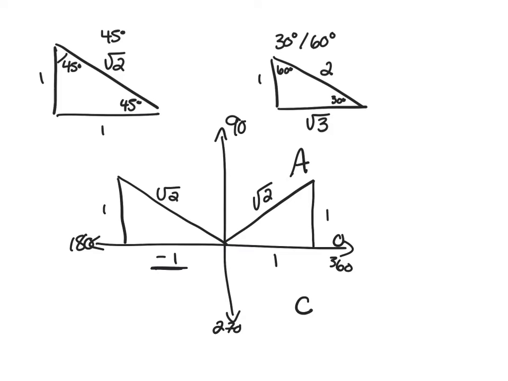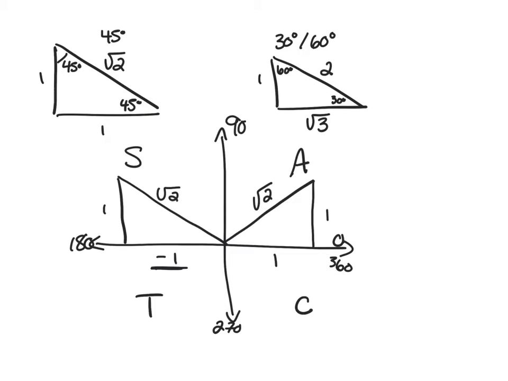From 0 to 90, sine, cos, and tan are all positive, and you'll notice it because we have all positive numbers there. 90 to 180, just sine is positive, and down here just tan is positive. So that kind of helps out if you're trying to figure out where you are.